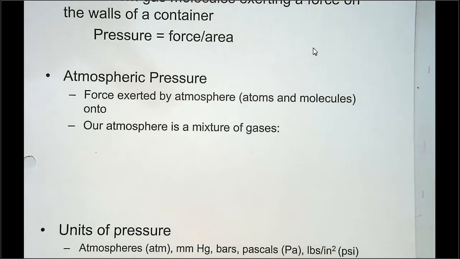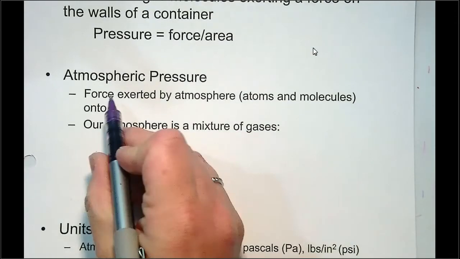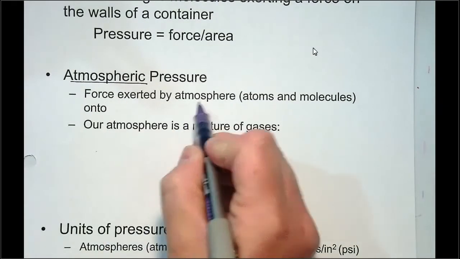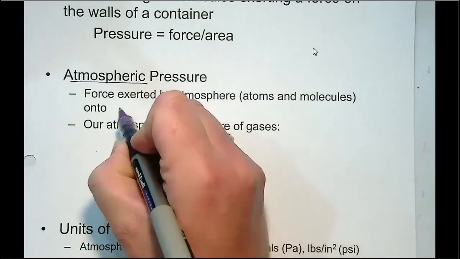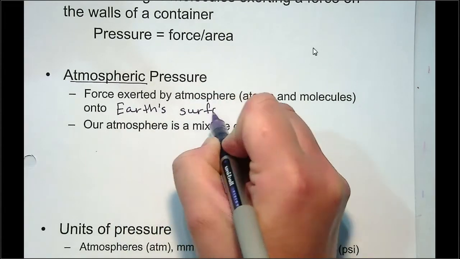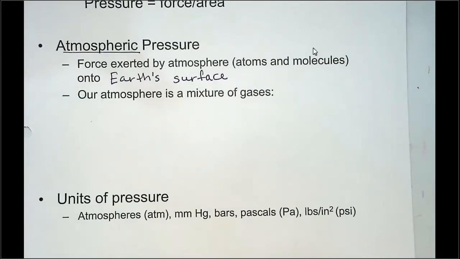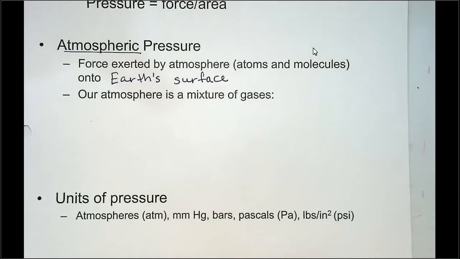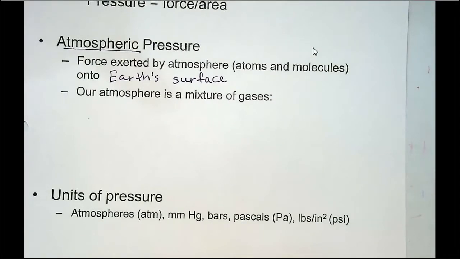Okay, so when we're talking about pressure, a lot of the time we have to think about atmospheric pressure, because living on Earth, we have an atmosphere, which means we have a bunch of gases surrounding us at all times. We need to know what the pressure is from all of those gases. Okay? So atmospheric pressure is the force exerted by our atmosphere onto Earth's surface. So we have to care about this because we live on Earth's surface. So there you go.